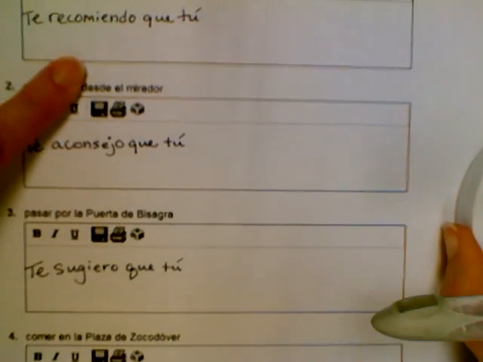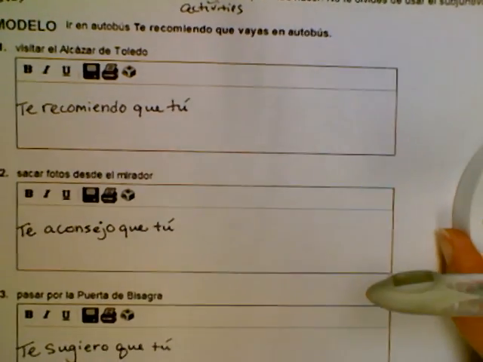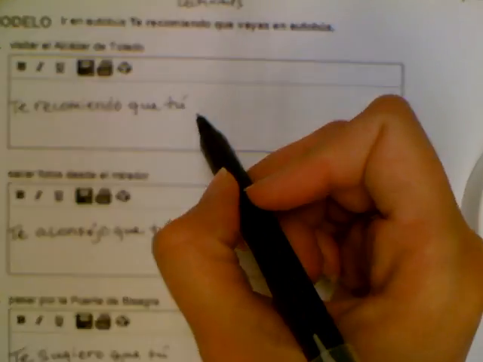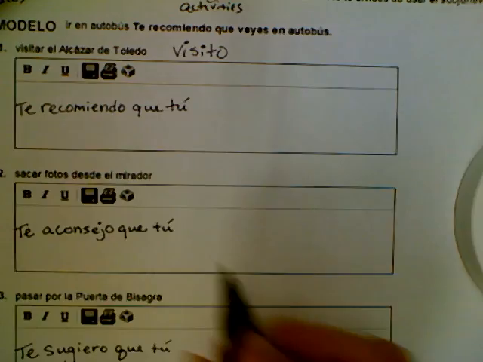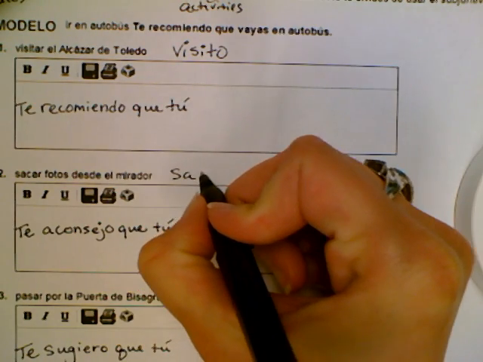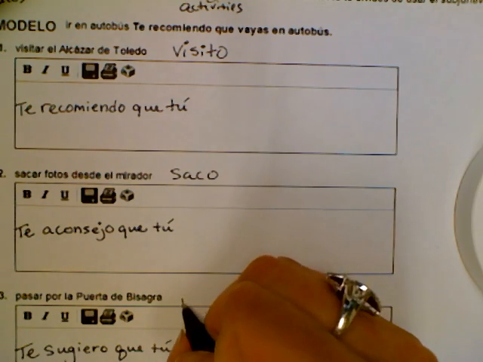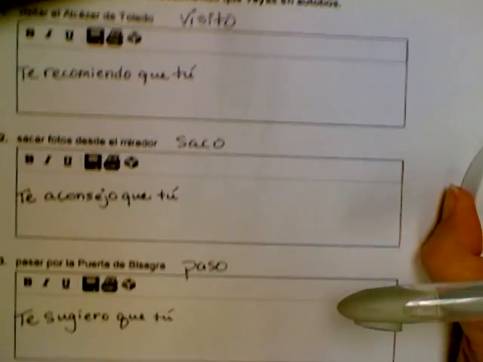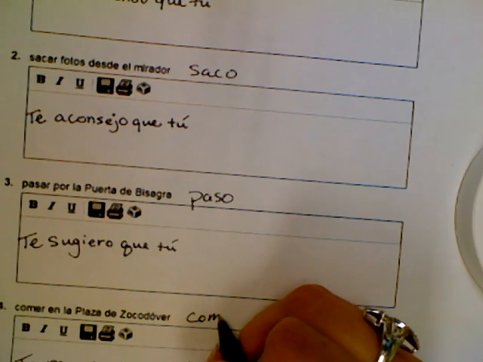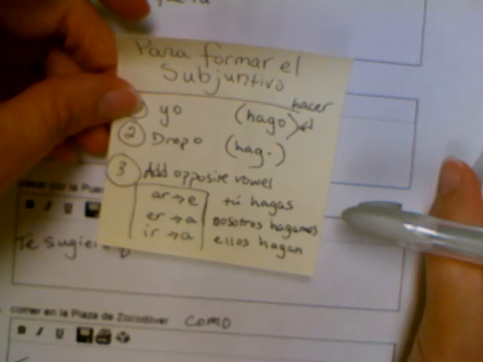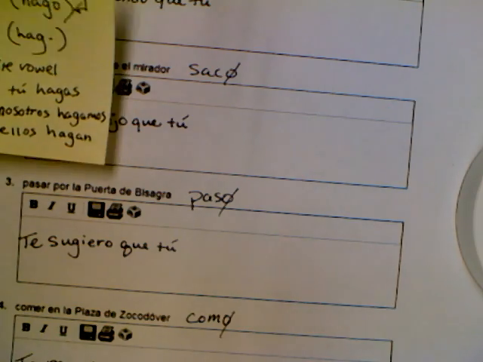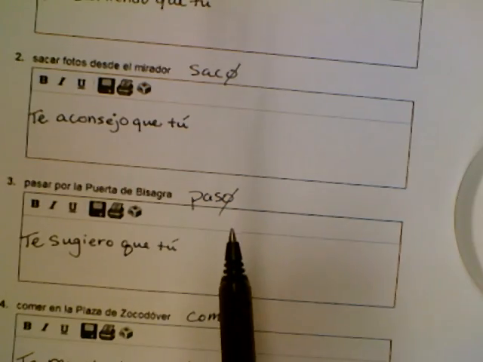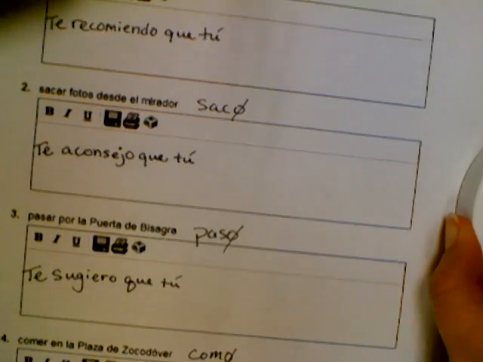Ok. Primero, tenemos que conjugar el verbo. Forma yo. Visitar, visito. Sacar, saco. Pasar, paso. Y comer, como. Okay. Paso segundo, drop the O. Obvio, okay. Check. Add opposite vowel, ten cuidado, be careful. You will mess this part up if you're not careful.